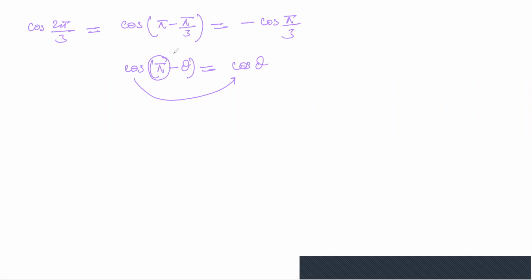And the angle given is in the second quadrant. In the second quadrant, cos is negative, so this should be minus cos theta. So cos of pi minus pi by 3 should be minus cos pi by 3. Okay, sir. But in the book, it's mentioned positive cos pi by 3. But it must be wrong. Sin 2 pi by 3 will be positive sin pi by 3, but cos 2 pi by 3 will always be negative. You can see it's written cos 120 degrees. 120 degrees is in the second quadrant, so it has to be negative, because cos is negative in the second quadrant.